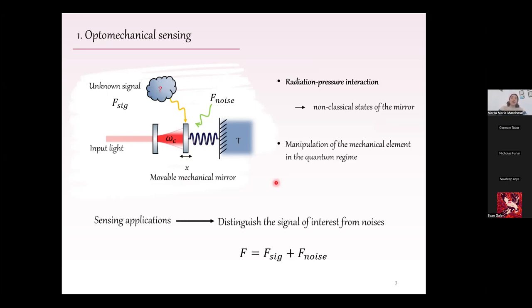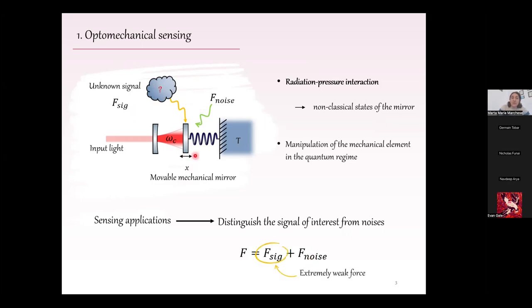In the sense that, let's imagine we have an unknown signal that we don't know where it is. We just know that it acts as an external force on the mechanical mirror. Then the mirror is oscillating because of the light. And if there is this unknown force affecting the mirror, then the motion will be modified. And the whole point of using these systems as sensors then is to try to, first of all, measure the modification of the mechanical motion that are caused by this unknown signal. But then the most challenging part is to distinguish this signal from the other source of noise.